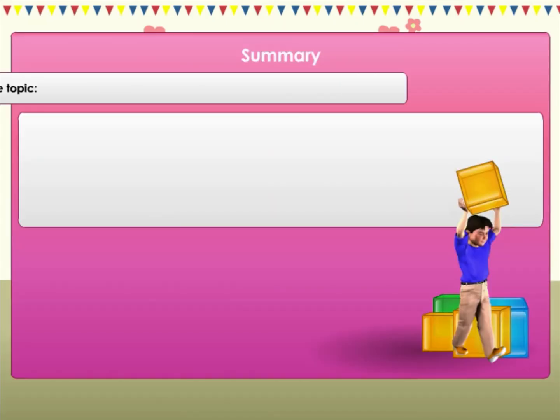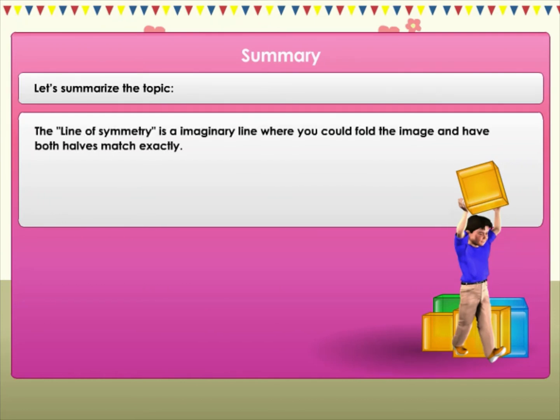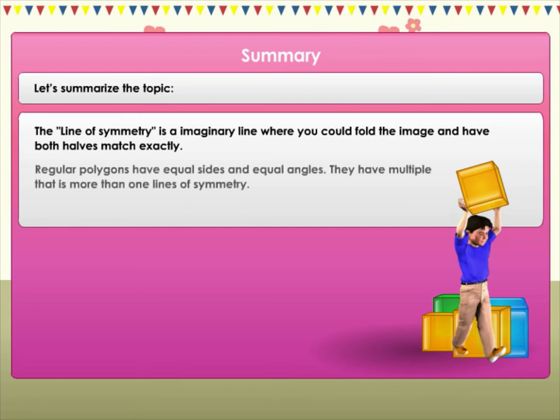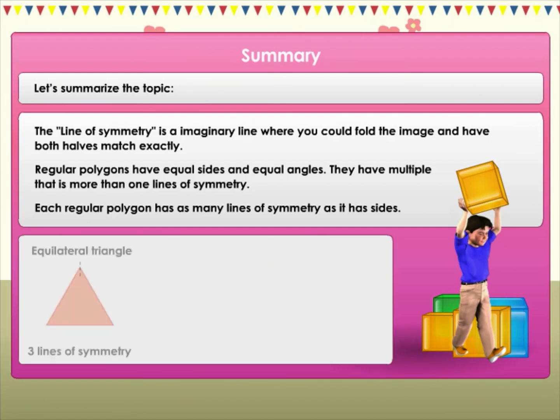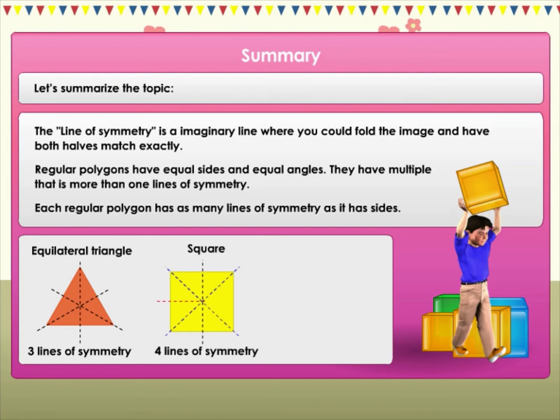Summary. Let's summarize the topic. The line of symmetry is the imaginary line where you could fold the image and have both halves match exactly. Regular polygons have equal sides and equal angles. They have multiple, that is more than 1, lines of symmetry. Each regular polygon has as many lines of symmetry as it has sides. An equilateral triangle has 3 lines of symmetry. A square has 4 lines of symmetry. A pentagon has 5 lines of symmetry.